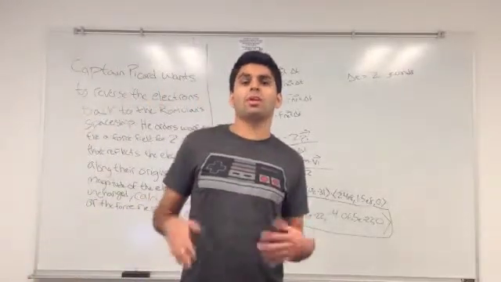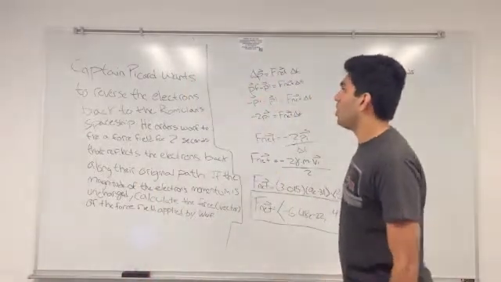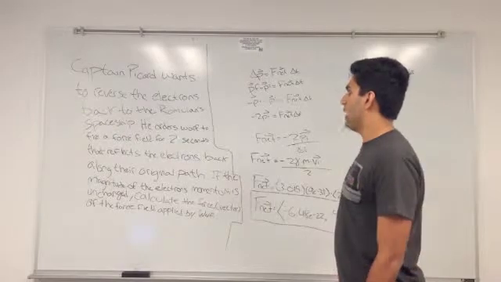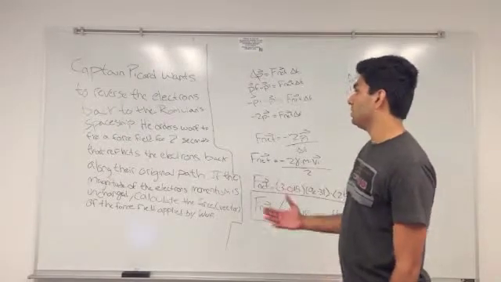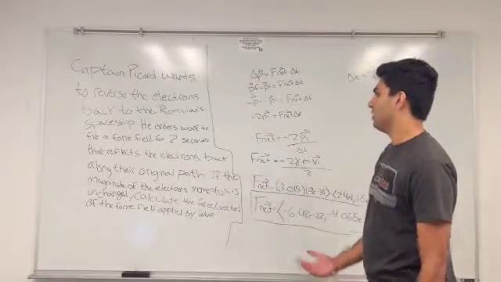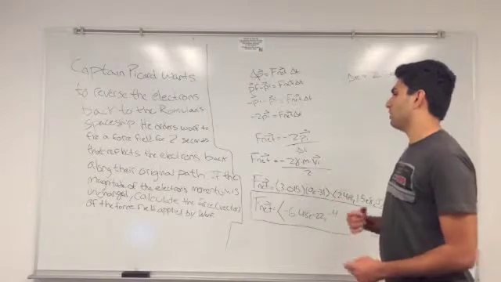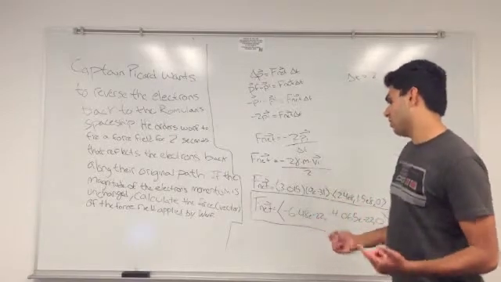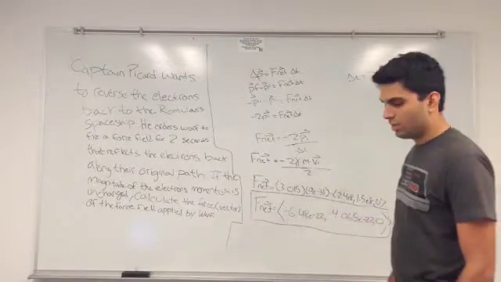Alright, hey guys, so now we're going to look at part B of the problem. The problem says that Captain Picard wants to reverse the electrons back to the Romulan spaceship. He orders Worf to fire a force field for 2 seconds that reflects the electrons back along their original path. If the magnitude of the electron's momentum is unchanged, calculate the force vector of the force field applied by Worf.